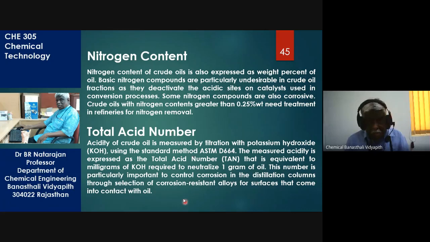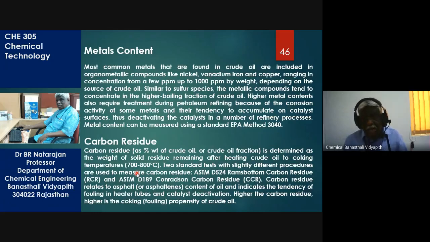methods. Total acid number will tell you whether the crude is acidic or not. It is done by a titration with potassium hydroxide, and how much potassium hydroxide is required will tell you the acidity factor of the crude oil. And then metals content, by different studies, we find out the presence of nickel, vanadium, iron, copper, etc. in the crude oil, and carbon residue.